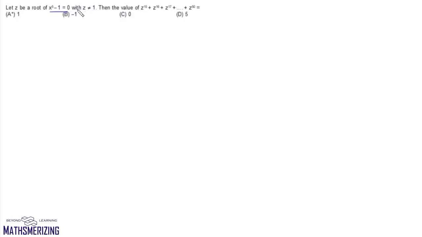Now here the question is, let z be a root of x to the power 5 minus 1 equals 0. That means z is a fifth root of unity and z is unequal to 1. Now we need to find the value of z to the power 15 plus z to the power 16 up to z to the power 50. Now we know that the sum of any n consecutive powers of roots is equal to 0. That means the sum of any 5 consecutive powers of z will be nothing but 0.